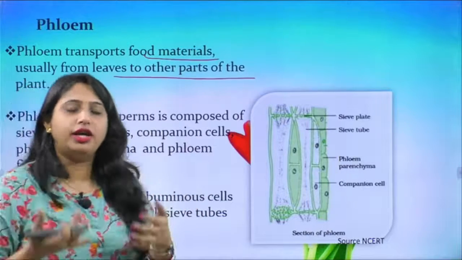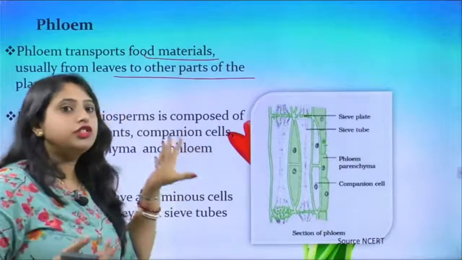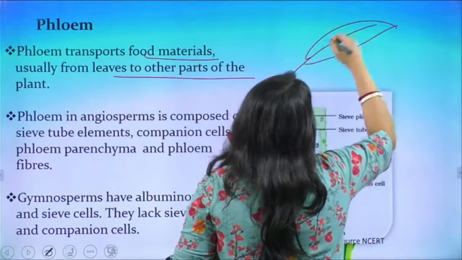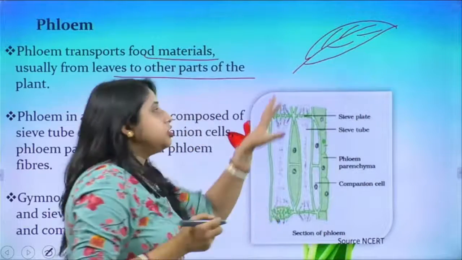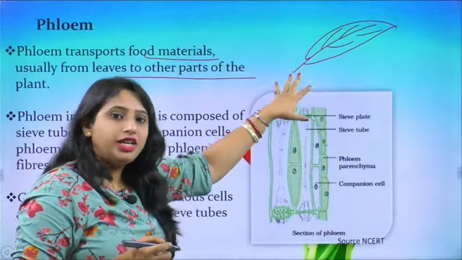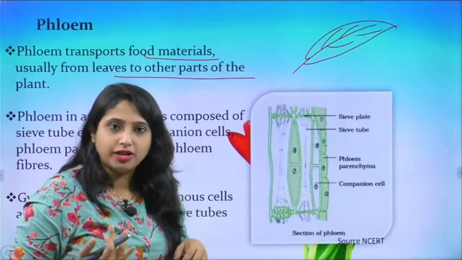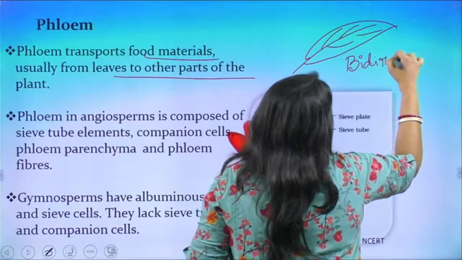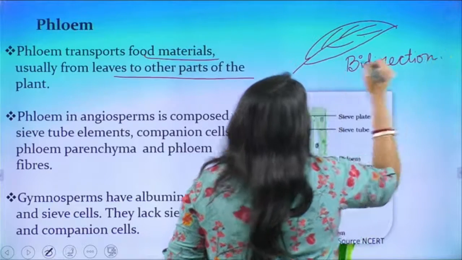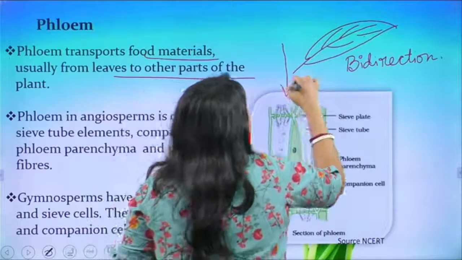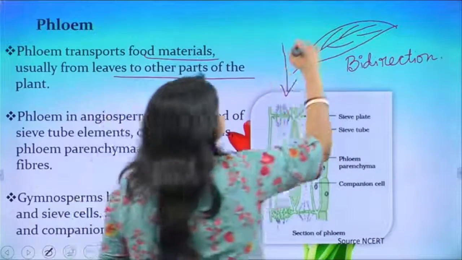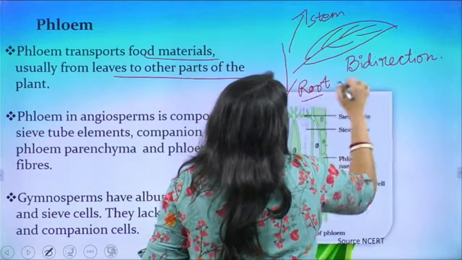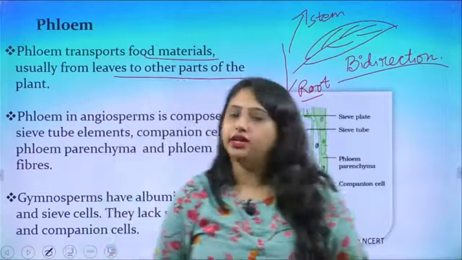Transportation is unidirectional. Whereas the phloem transports the food from the leaves to different parts of the plant. So the transportation is bidirectional. It can transport towards the roots, and it can also transport to the stem. So the transportation is bidirectional.